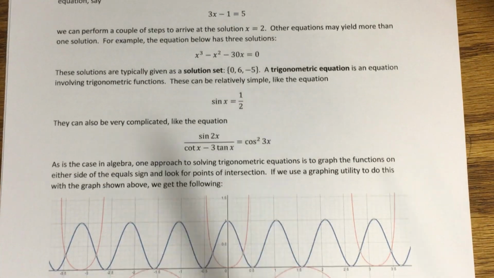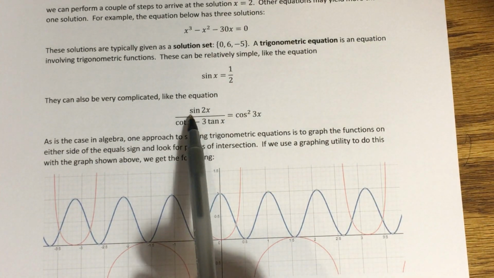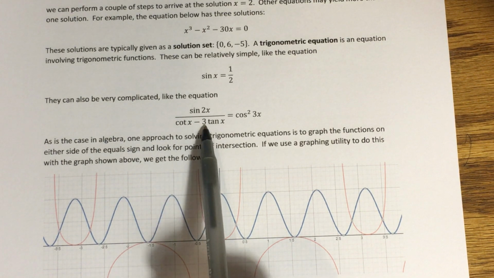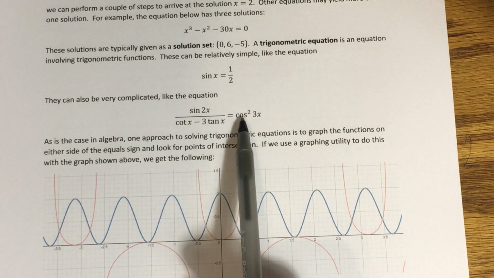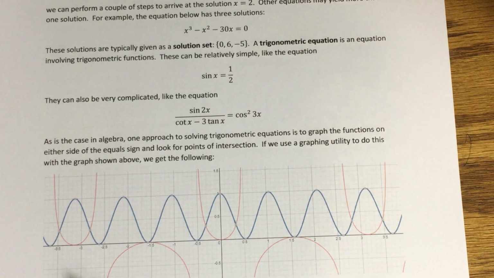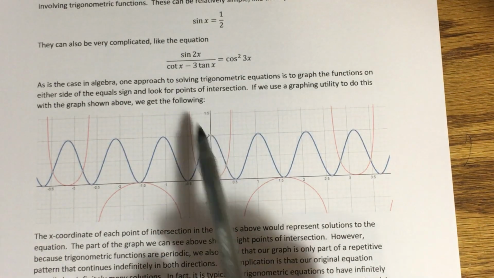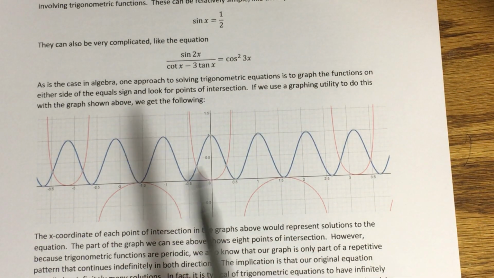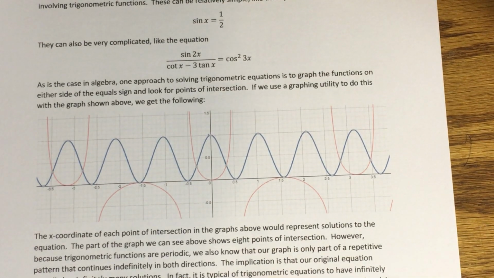Trigonometric equations can get very, very complicated. For example, this one, sine of 2x over cotangent of x minus 3 tangent of x equals cosine squared of 3x. Solving an equation like this would be a very difficult process. It would involve a lot of steps. Probably a lot of identities would go into simplifying things down to make this solvable.